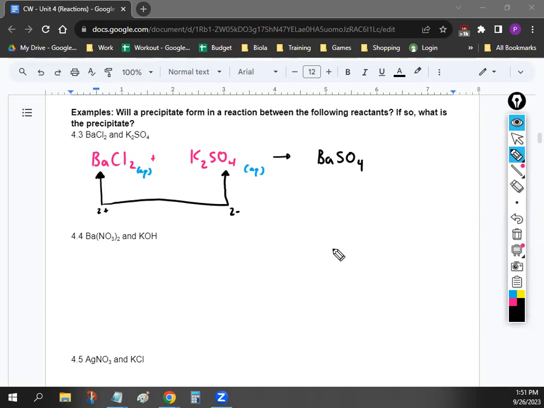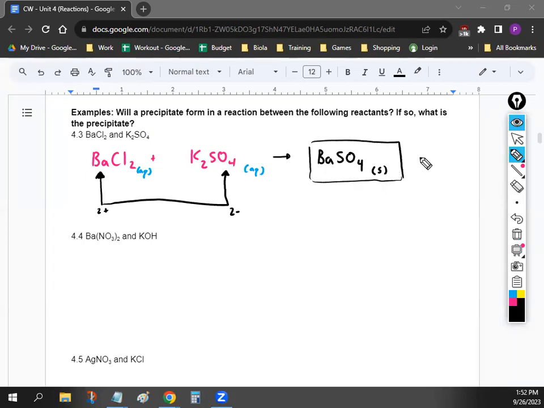Okay, is barium sulfate soluble or insoluble? It is insoluble, which means it forms a solid. So mixing these two compounds will form a precipitate. And this right here is going to be the precipitate.